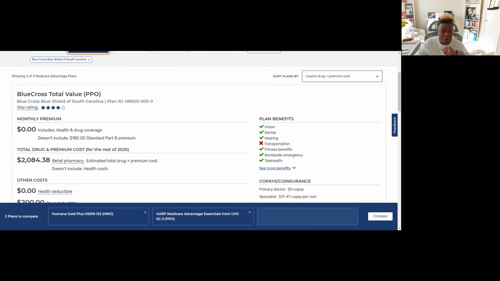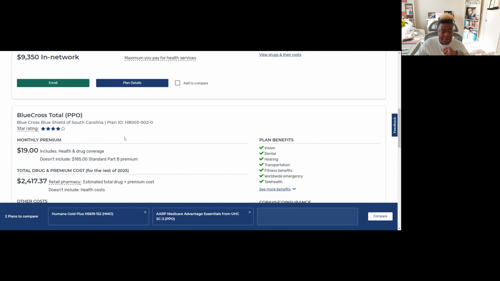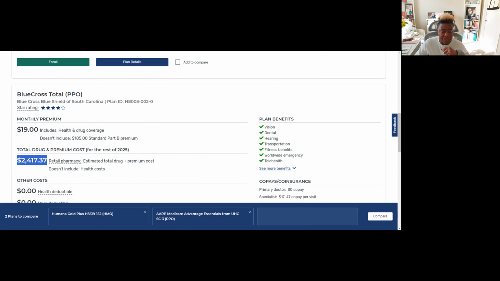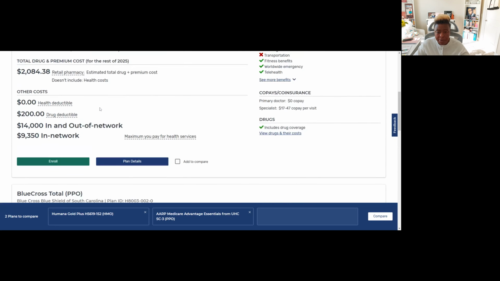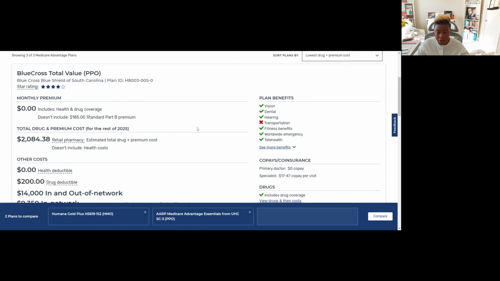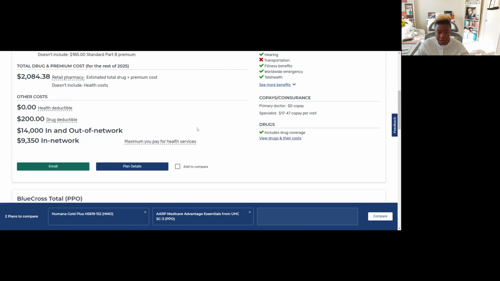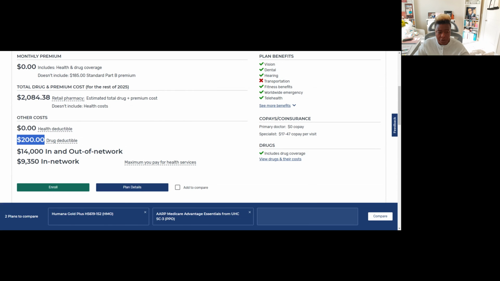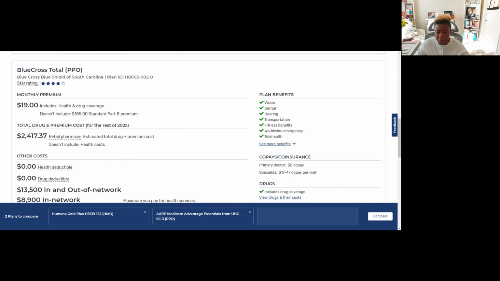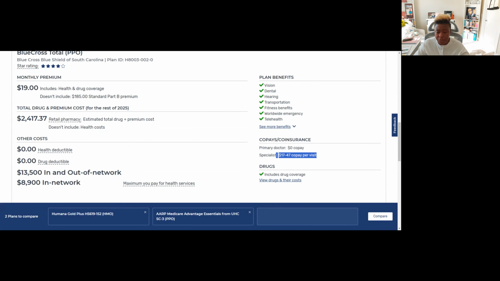And so here's one, but look at the drug cost, $2,084.38. And then this one is $2,417 because it also has this $19 premium. And so if they're looking at a Blue Cross, I will certainly show it to them. I like this one, has a $200 drug deductible. The visits are about the same, 17 to 47, yet they're the exact same for specialist visits.